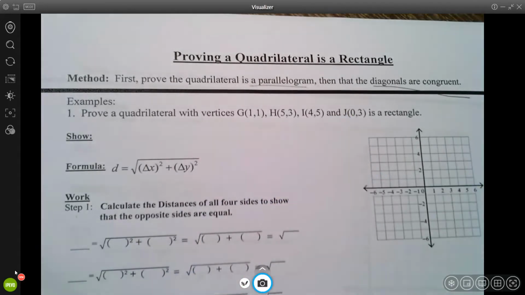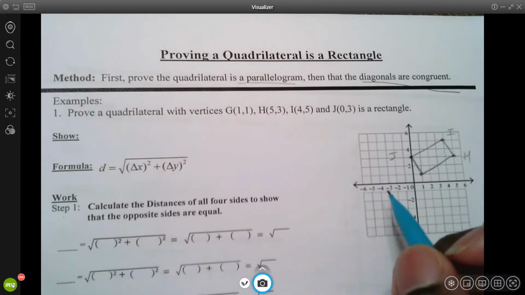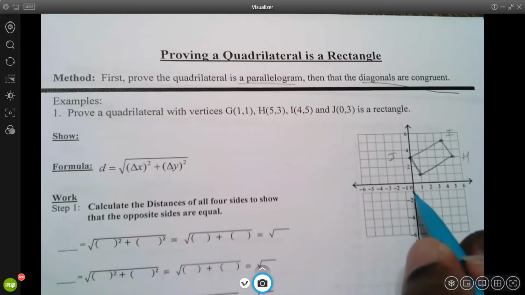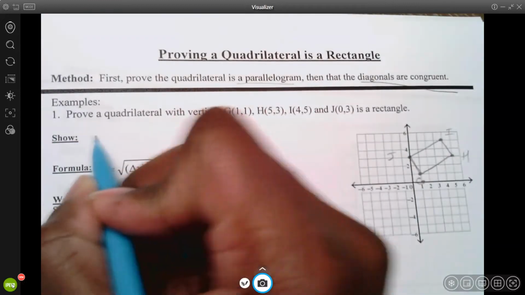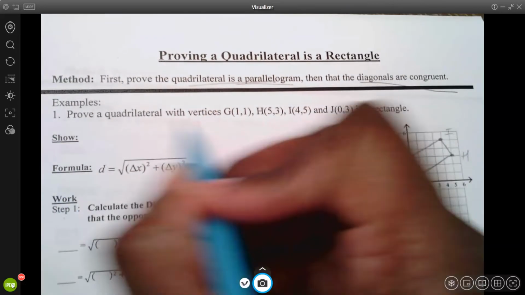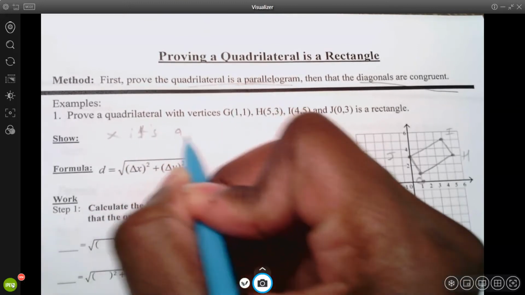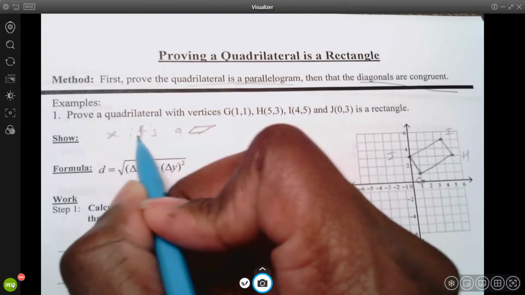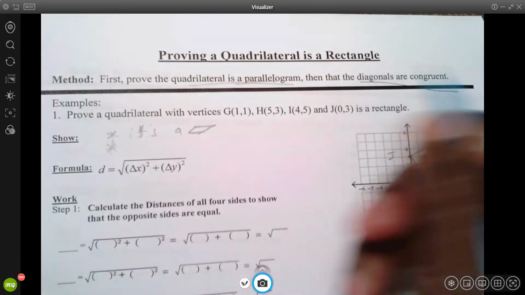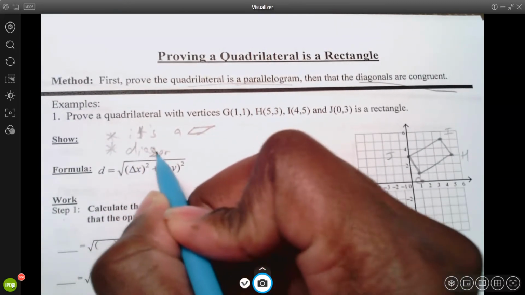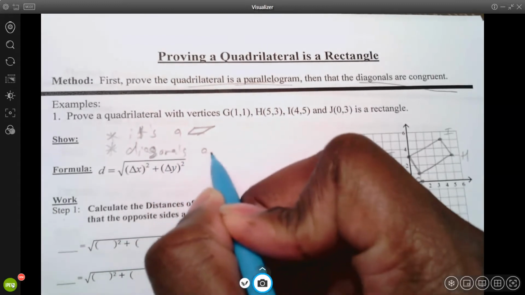So let's first plot the points. After plotting the points, it certainly looks like it's a rectangle. But I would first want to make sure that it is a parallelogram. So I just want to show that it's a parallelogram, and then show that the diagonals are congruent.